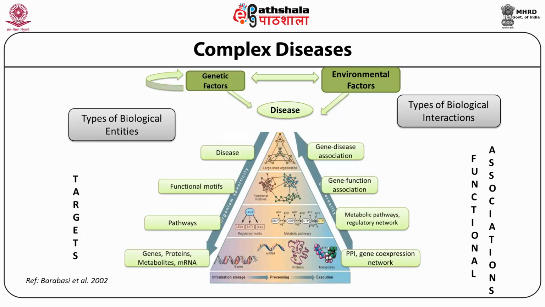On the left-hand side I showed you that disease can be a gene-disease association, and functional motifs can have gene and functional associations. There could be pathways, which of course include regulation of the metabolic pathways, and at the macromolecular and molecular level there are genes, proteins, metabolites, mRNA, etc. Their interactions between proteins, or DNA and protein, and sometimes co-expression, can influence and give you the disease. So we will try to address a few of these.